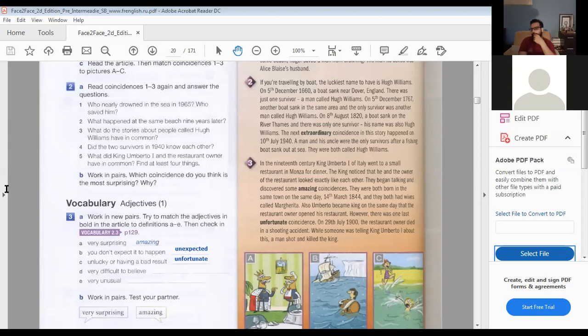What about very difficult to believe? Unbelievable. There are two, not just one. One of them is unbelievable, correct? But there's another one. Yes, unbelievable. And extraordinary, I'm pretty sure. Yes, I think extraordinary. That's what I see.